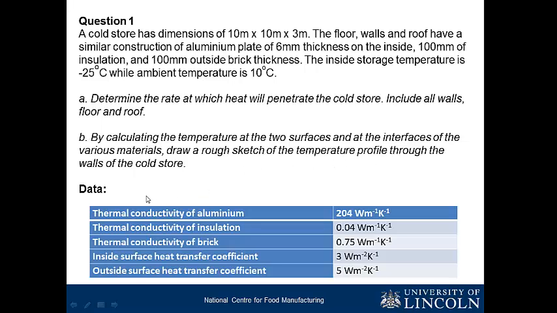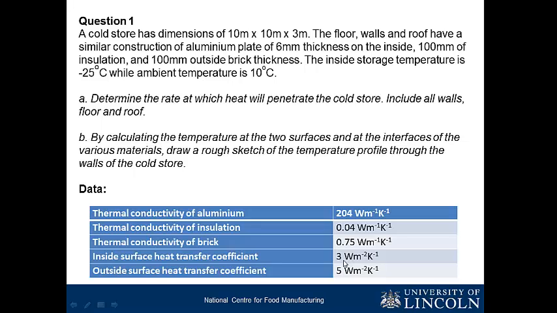Additional information that we are given includes the thermal conductivity of the materials, which are aluminium, insulation, and the brick, and also the inside surface heat transfer coefficient and outside surface heat transfer coefficient. These are very, very important. You need to take note of this. Why do we have an inside surface heat transfer coefficient and an outside surface heat transfer coefficient? It's telling us that the boundary layer, for the inner boundary and the outer boundary, is very important in this computation.